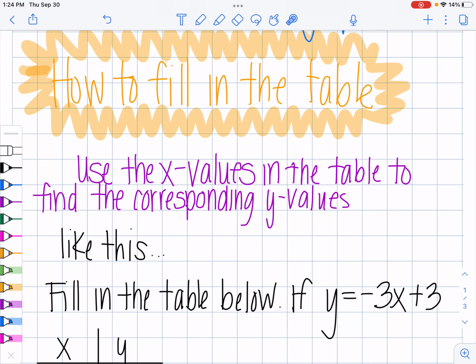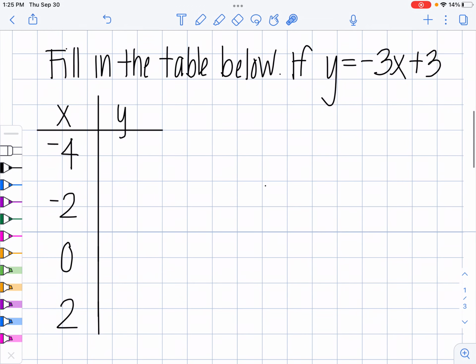So how do I fill in a table? To fill in the table, you want to use the x values that they give in the table and plug them into the equation to get your corresponding y values. Like this. I have a couple examples for you. Okay, so fill in the table below if y equals negative 3x plus 3.